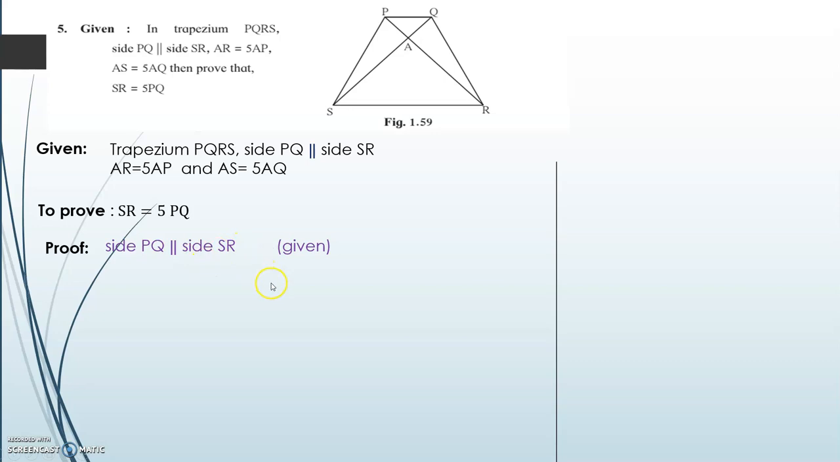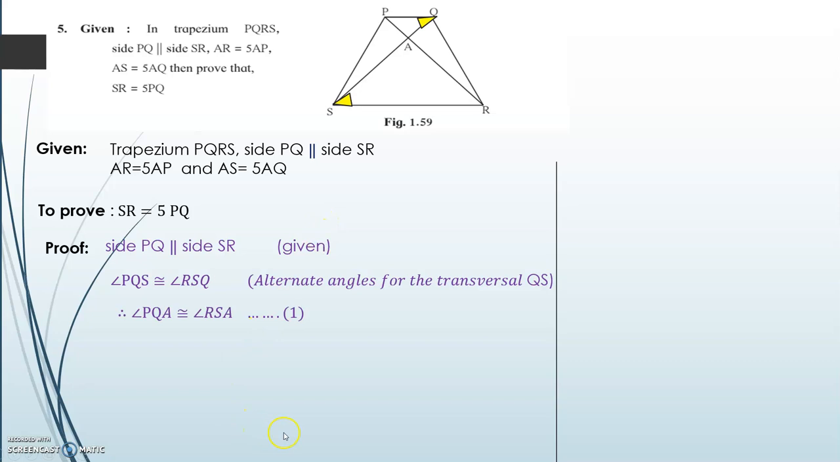So let's write the proof. Side PQ parallel to side SR, given. Therefore, you can see the alternate angles to be congruent, and therefore we will write angle PQS congruent to angle RSQ, alternate angles for the transversal QS. Now we have to consider these two triangles, that is PQA and triangle RSA. Angle PQS can also be written as angle PQA, and angle RSQ can be written as angle RSA because the points Q, A and S are collinear. So let's write down the reason: Q-A-S.